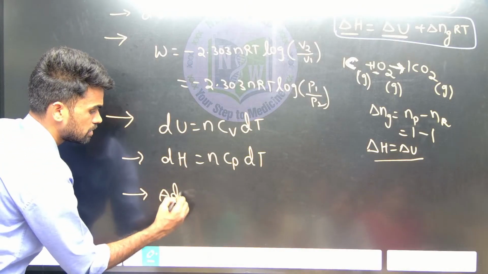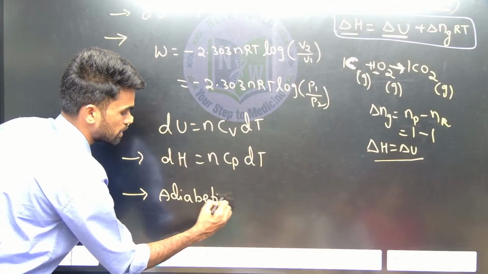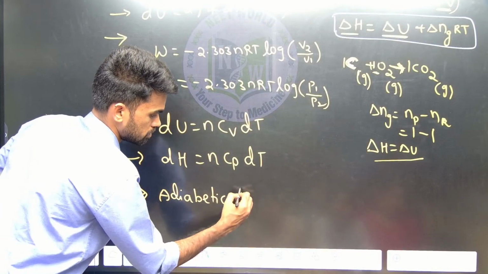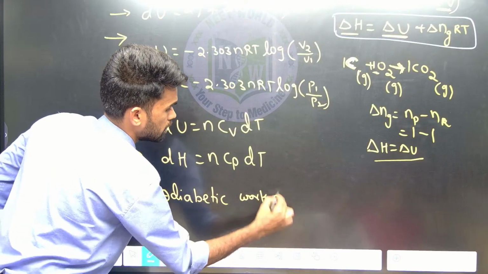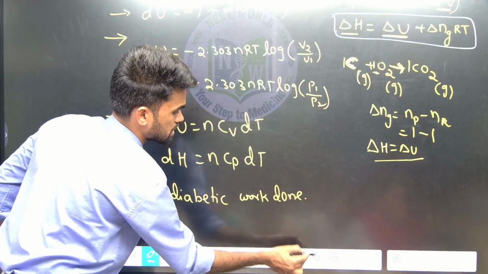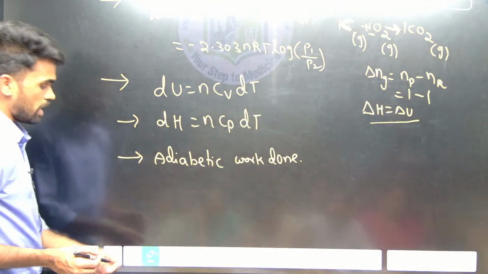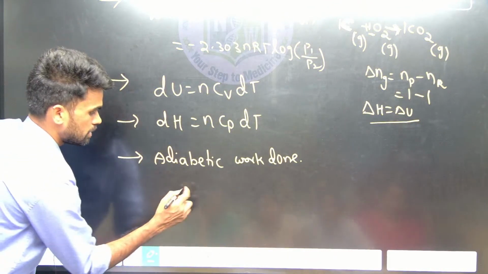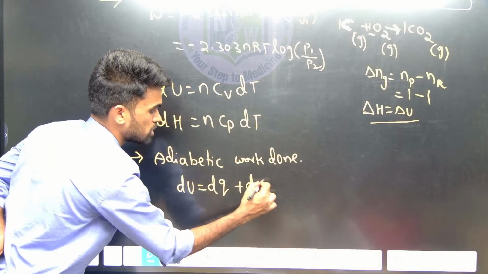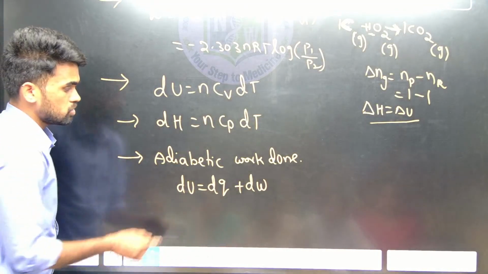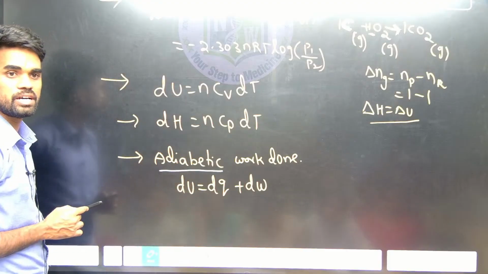What is that? Adiabatic work done. So all these formulas are from a previous class discussion only. Adiabatic work done means, see, dU equals dq plus dw. So what is this equation? First law. But adiabatic means what is 0 here?